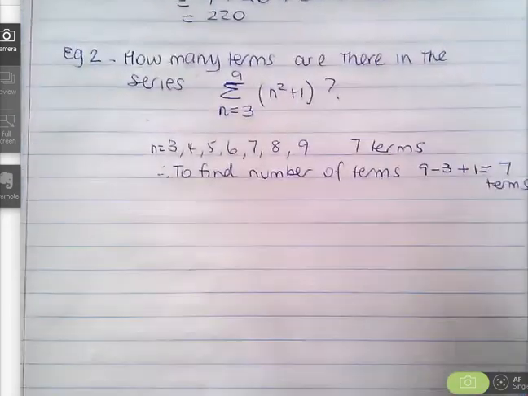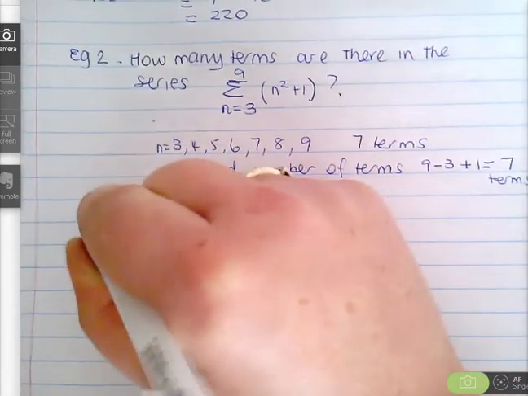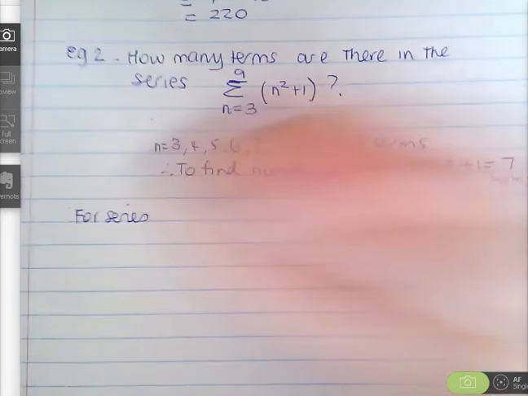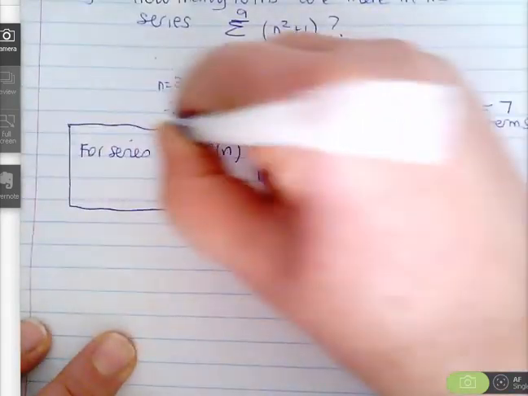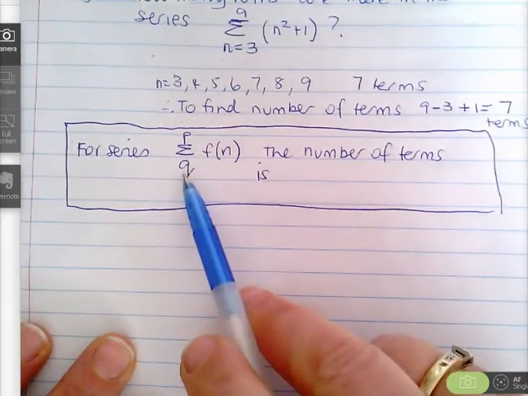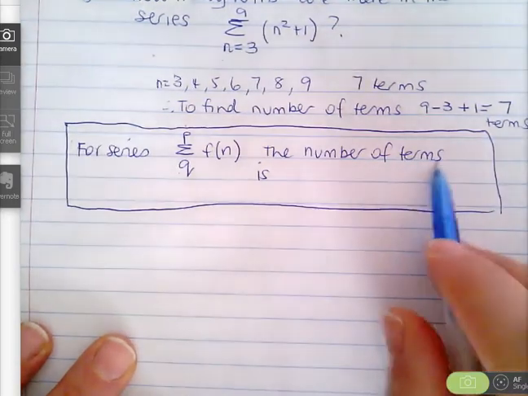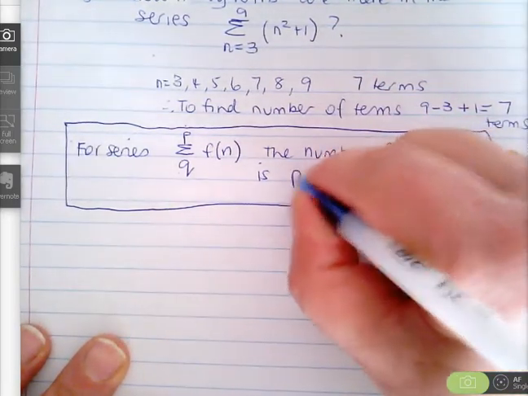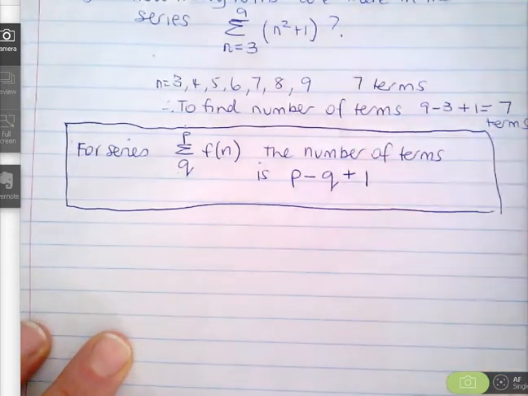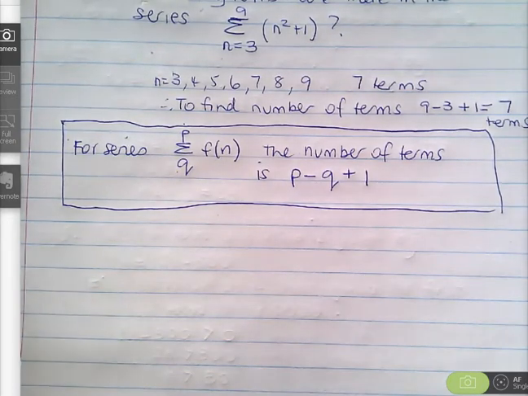So we'll just come up with a little general formula for the number of terms, and reminder. If you've got the series starting from n is q up to n is p of some function of n, the number of terms in that series will be p minus q plus 1. So don't forget to add the 1. Okay, if you don't do that, then when you're doing some harder questions later and you need to know the number of terms in the series, you'll get it wrong.